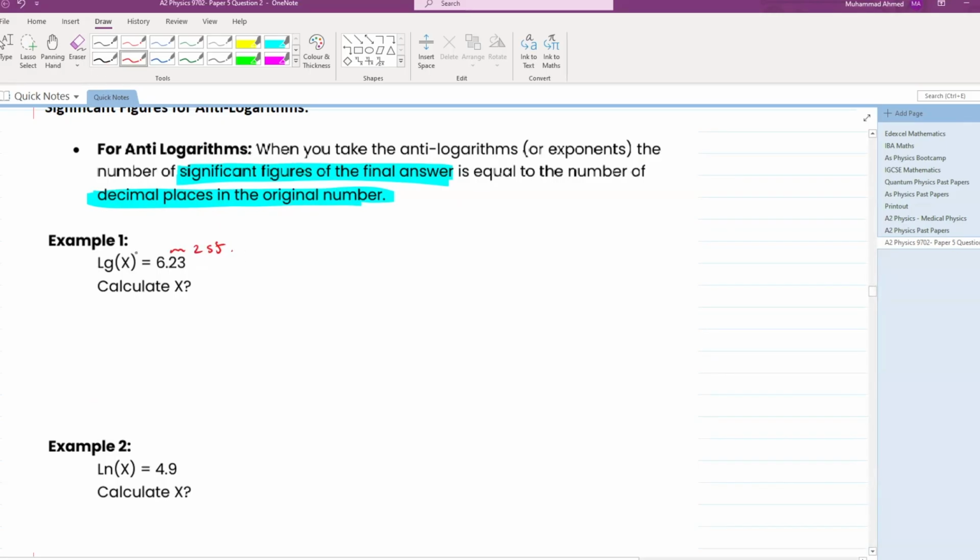Now, if you analyze here, how many decimal places do we have here? 2SF. Now, if I apply, this is log x equals 6.23. How to remove log? Have we studied what is the anti-logarithm of log? The anti-logarithm of log is 10.